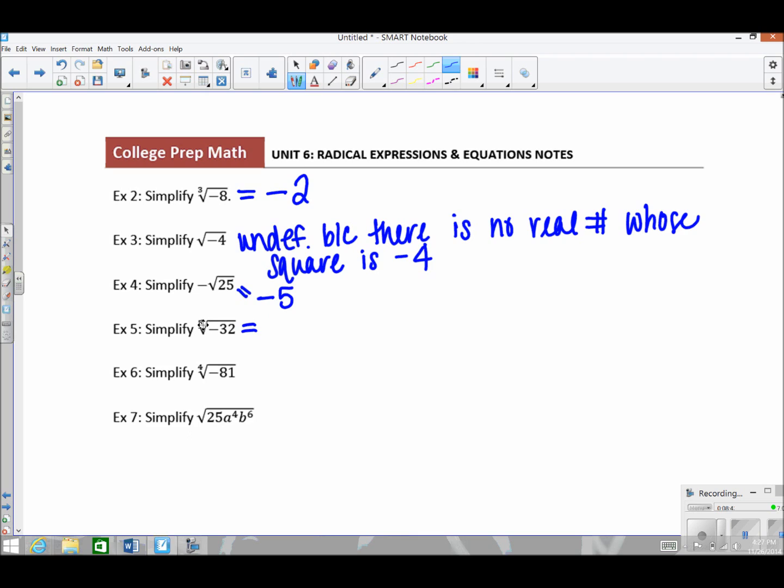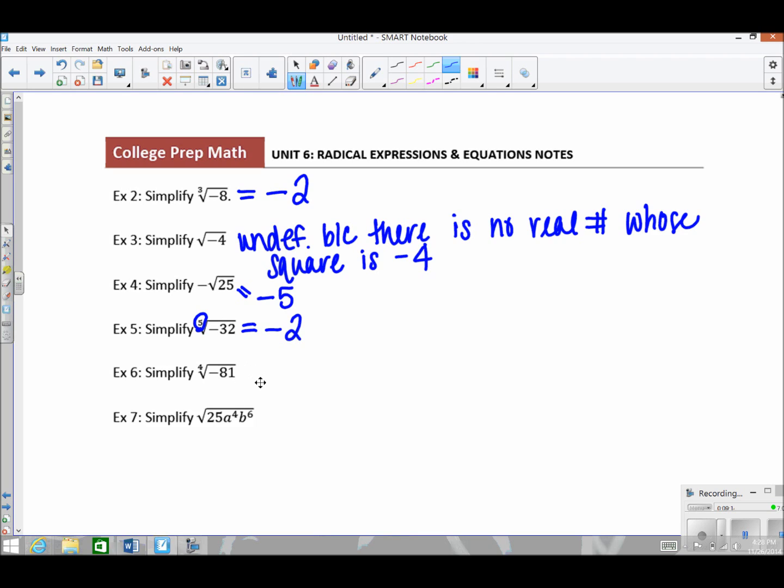When I have an odd root, so now it's the 5th root, that means I can have a negative. So even roots, you can't have a negative. Odd roots, you can. So when I take the 5th root of -32, it means I have to be multiplying by a negative number, and the answer here is -2. 2 times 2 times 2 times 2 times 2, 5 times, is going to get me 32, and it has to be a negative in order for the final answer to be negative.